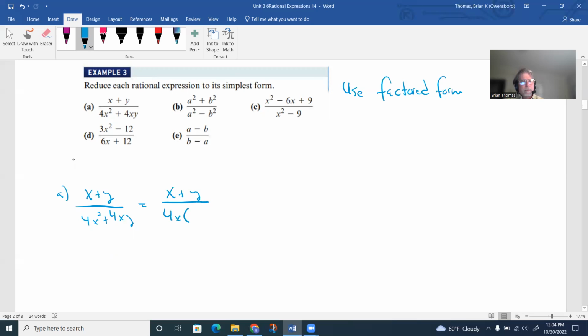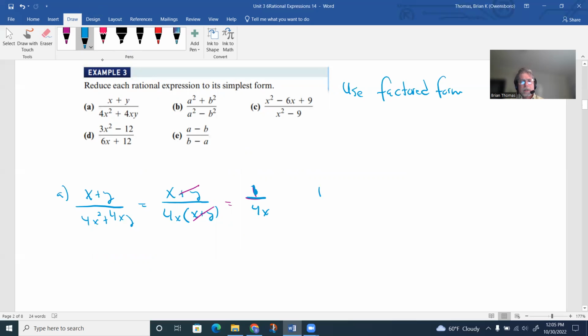In doing so, if I pull out the 4 and the x, that's going to leave me 1x and a y. So that's going to leave me x plus y. So notice how the numerator and denominator both have an x plus y in them. Since those are like factors, we're allowed to cancel those out. So remember, when you divide that out, that leaves me a 1 in the numerator and a 4x in the denominator. So we'd have 1 over 4x as our simplified version of that.